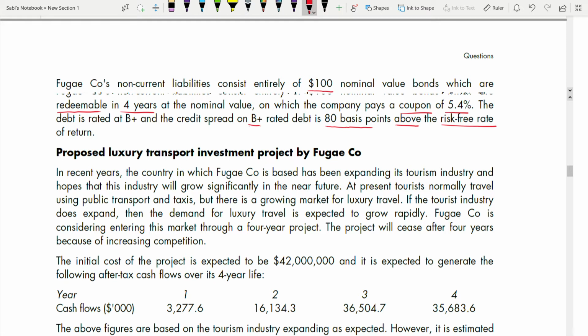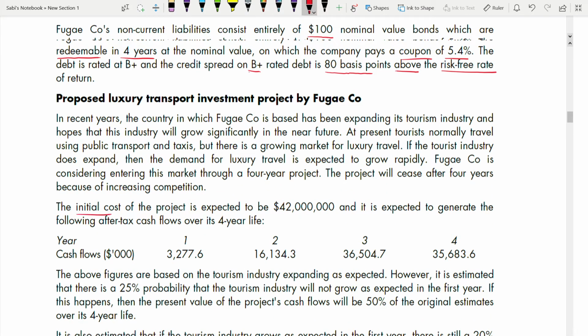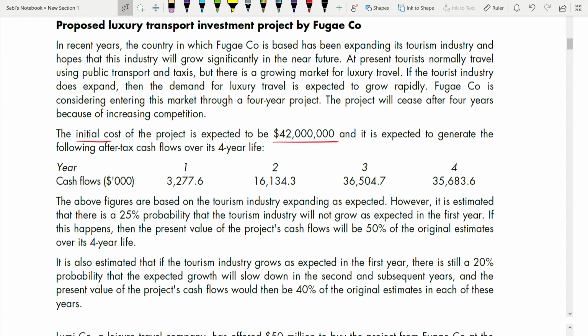The initial cost of the project is expected to be 42 million, and it is expected to generate the following after-tax cash flows over its 4-year life. So these are the after-tax cash flows. The above figures are based on the tourism industry expanding as expected. However, it is estimated that there's a 25% probability.